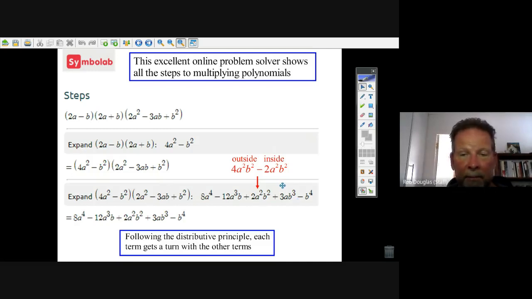You can look at all the work done. I'm showing you here on Symbolab. If you just press it, it gives you even more steps. Okay, this last one, -b² times -3ab, negative times negative is positive 3ab³. And the last one, -b² times +b², that's -b⁴. Well, there's your final answer. If you multiply this whole thing together, you'll get exactly what you got here. And what you really just used is the distributive principle.